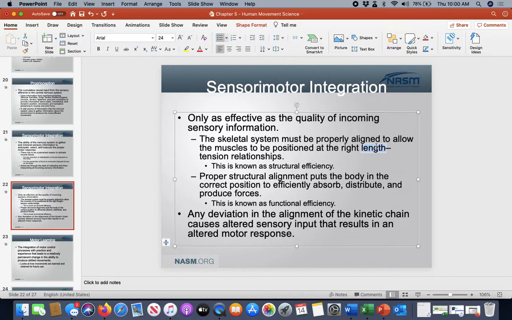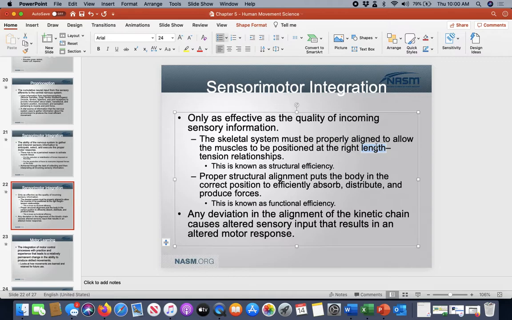So that's one of the scary parts of that, is that you really have to know that your body needs to be optimally aligned. So what we're saying is that if there are any disruptions, then it's going to cause changes and the movement's not going to be as effective. Okay.